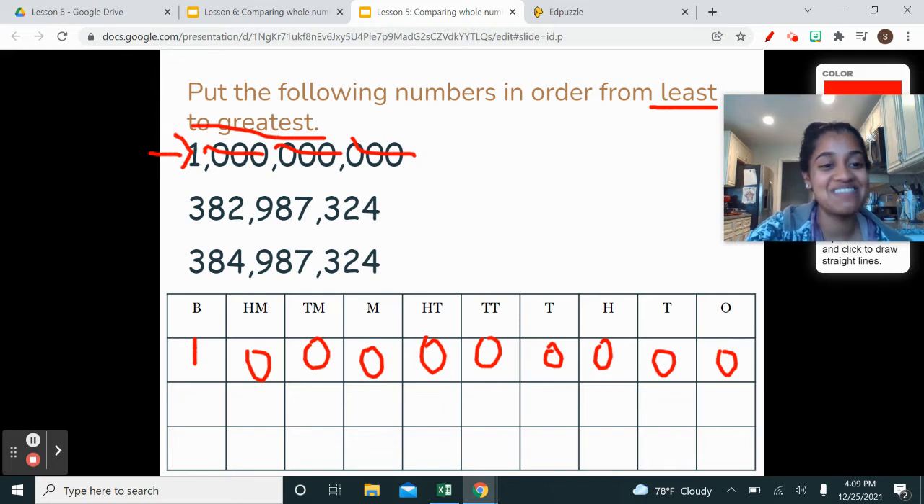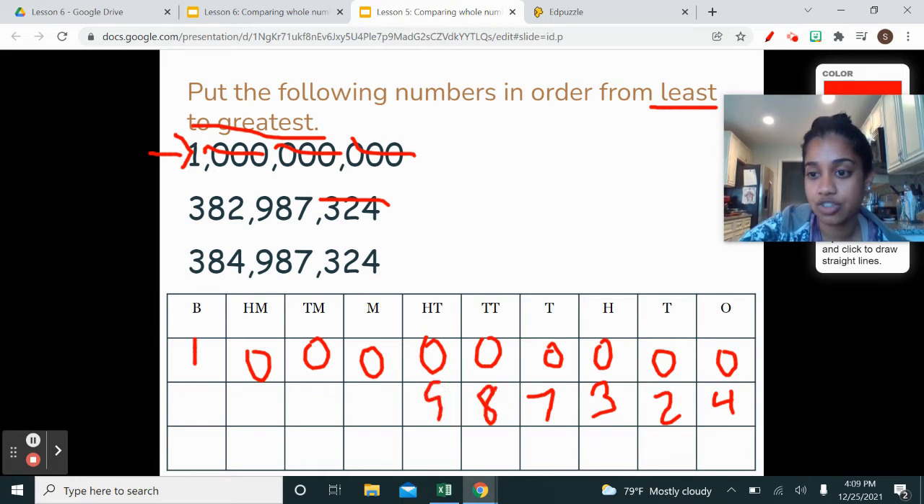Let's go on to our next number. We have 382,987,324. Let's go backwards again, like I always like to do. So we have 4 ones, 2 tens, 3 hundreds. Then I have 7 thousands, 8 10,000s, 9 100,000s. Then I have 2 millions, 8 10 millions, and 3 100 millions.